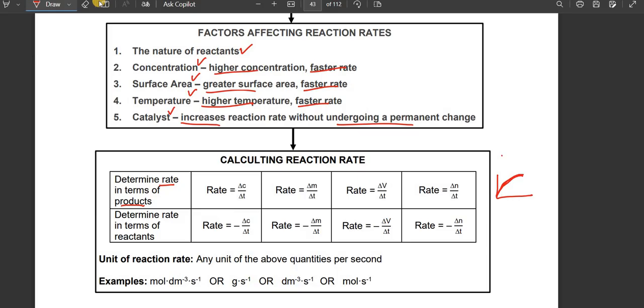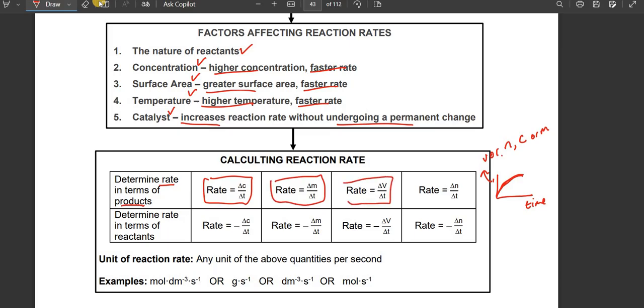So on the y-axis here, it could be volume, or number of moles, or concentration, or mass. And then here it will always be time, if we're looking at the graph of the factor versus time. So if it's concentration, you will say change in concentration over time. If it's mass, you say change in mass over time.